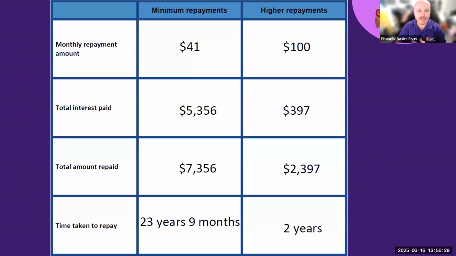If I go over to here, credit cards always have a minimum repayment. But if you just did the minimum repayment on this $2,000 at 19.74%, it's actually going to take 24 years to pay back. And there's going to be an absolutely astronomical amount of interest paid, $5,300 on $2,000 of spending. So that interest builds up really quickly.